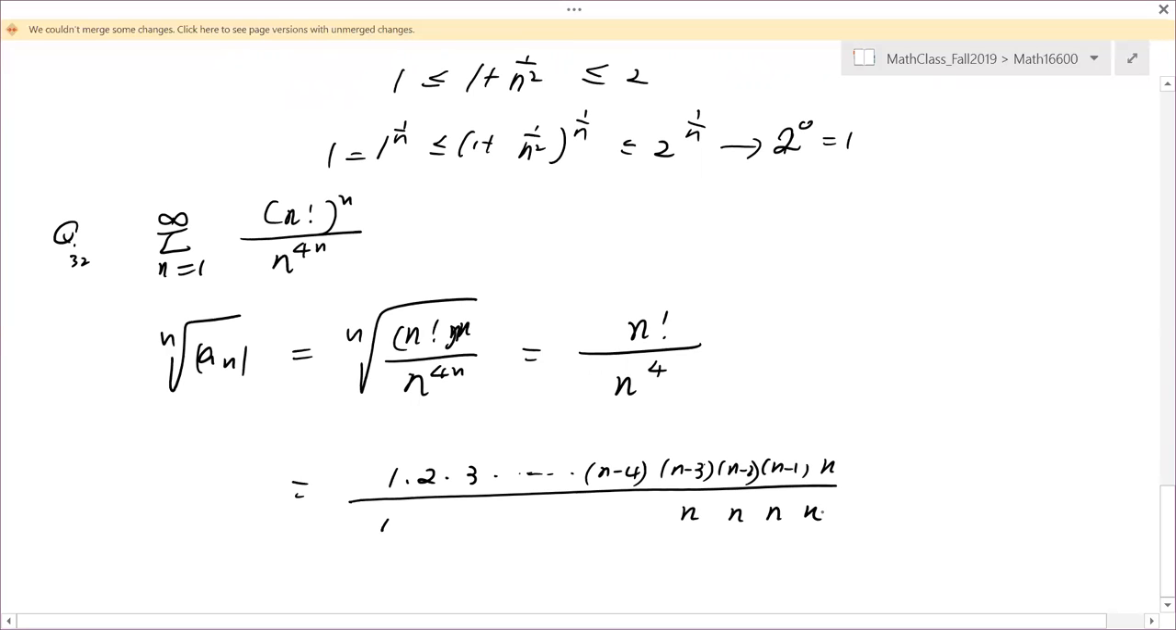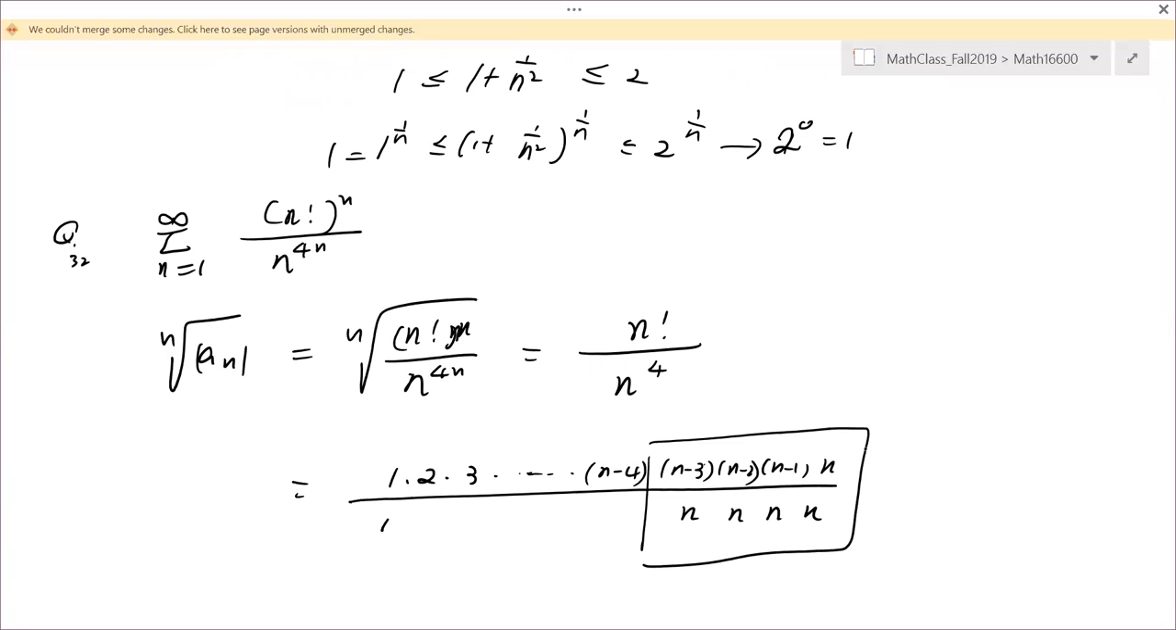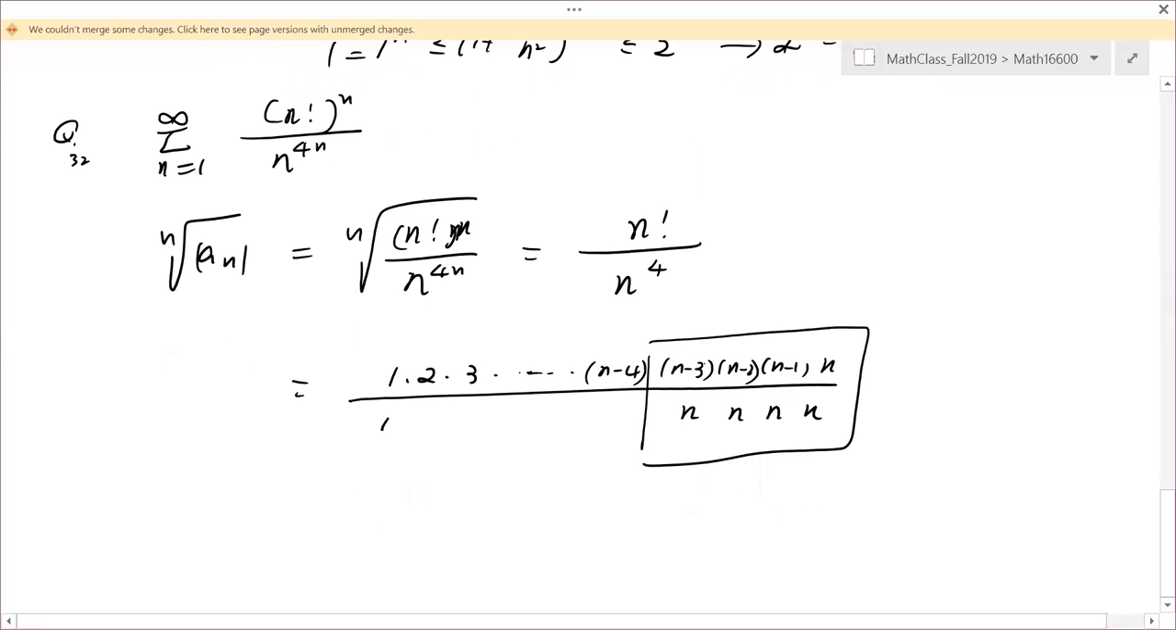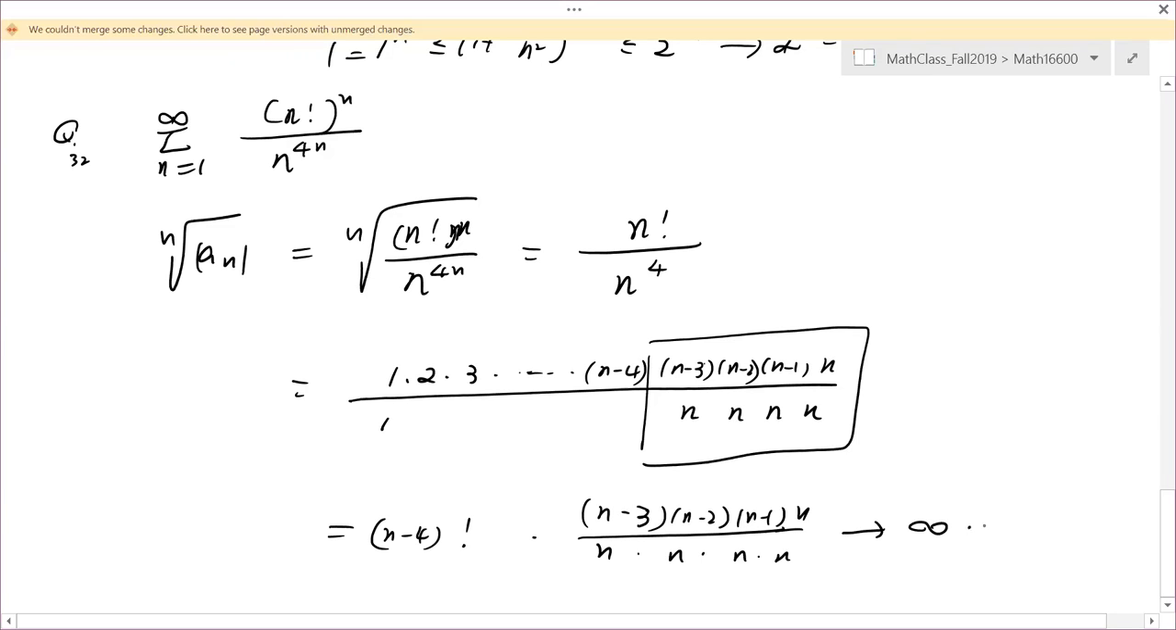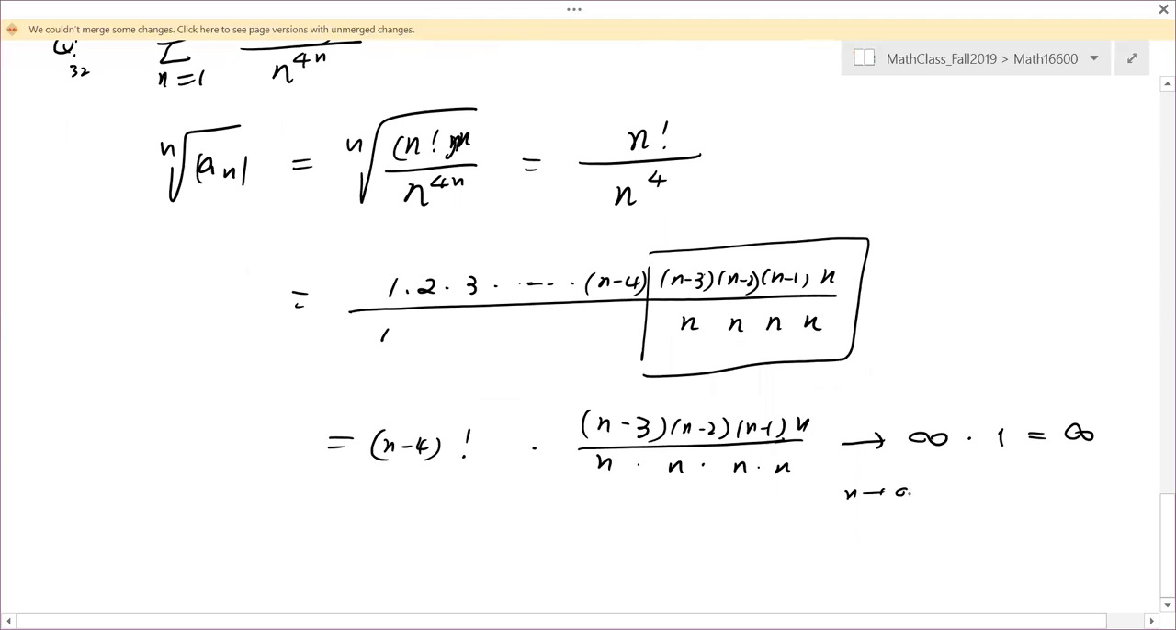So this part is okay when n is infinity. This part approaches 1. But how about the other factors? The other factors are getting longer, getting larger, right? So clearly this goes to infinity. If you write this, you get n minus 4 factorial times n minus 3, n minus 2, n minus 1, n. And this approaches positive infinity times 1. So it's positive infinity, as n approaches infinity.